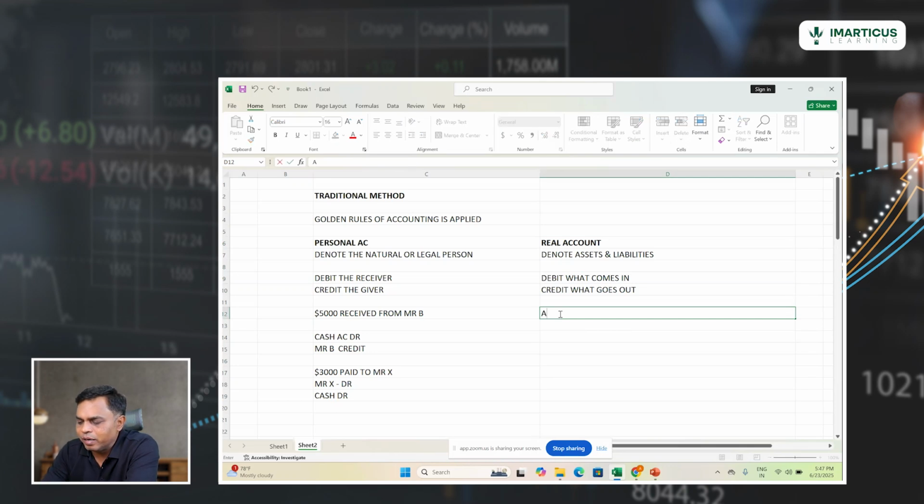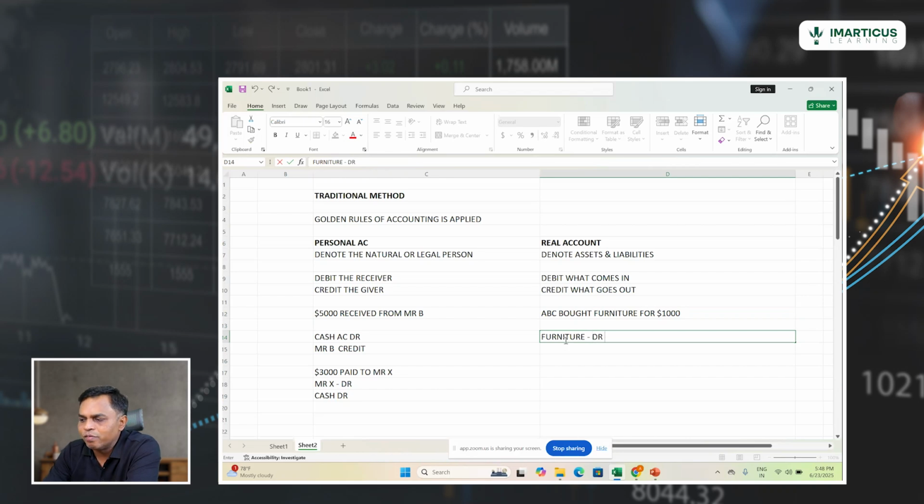Let's say, for example, ABC company bought furniture for $1,000. Now, if you look at here, ABC company bought furniture for $1,000. Now, if you see, furniture is an asset. Furniture is an asset which actually comes into the organization.